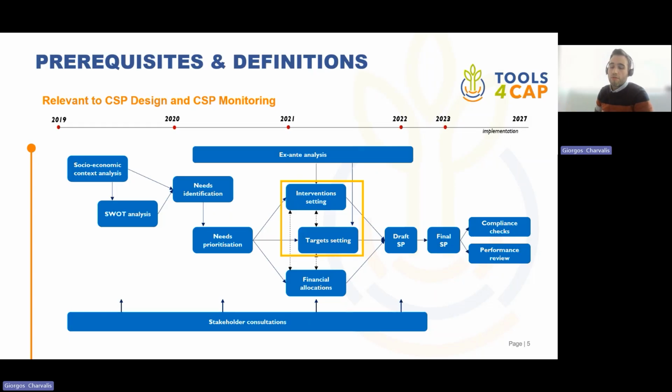So we focus on this deliverable a lot on the sections of the CSP design phase and CSP monitoring phase. For example, by using tools that can provide data and methodologies to efficiently monitor variables, and also to get those data and establish some baselines for target settings. Also, it's relevant to CSP monitoring and performance review.